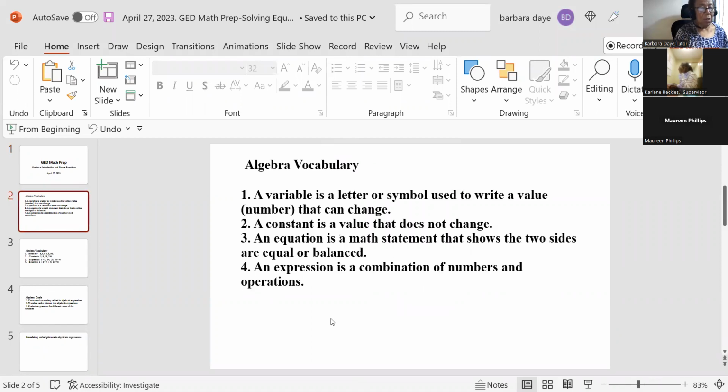Now, first of all, we've been going over it, but I want to emphasize we need to have our algebra vocabulary. Now, when we say a variable, Maureen, what comes to mind when we say variable?